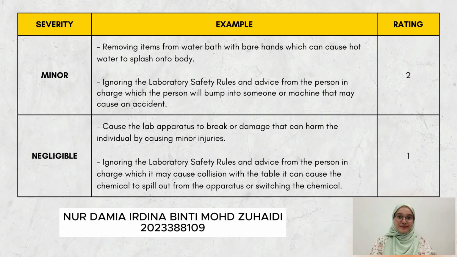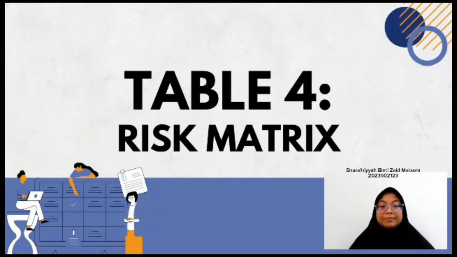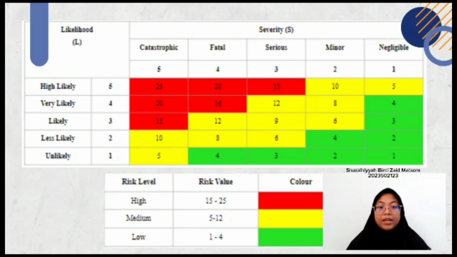Thank you. Next is table 4, risk matrix. For likelihood, we have unlikely, less likely, likely, very likely, and highly likely, which are ranked by number 1, 2, 3, 4, and 5. It is shown that the bigger the number is, the more frequent the accident is to happen. For severity, we have catastrophic, fatal, serious, minor, and negligible, which are ranked by number 5, 4, 3, 2, and 1. It is shown that the bigger the number is, the bigger the damage of the accident.